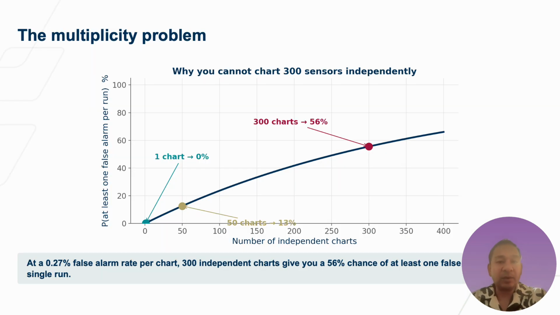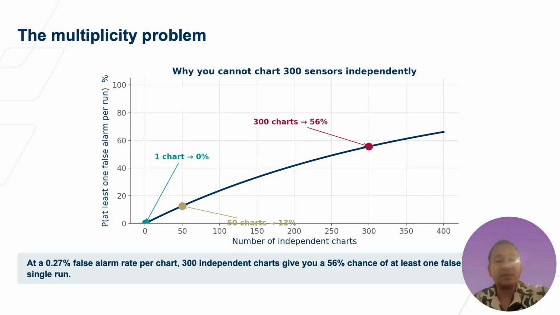The multiplicity problem quantified. Each chart has a 0.27% false alarm rate. That is fine on its own, 1 alarm per 370 points as we established in lecture 1. One chart, essentially never. 50 charts, 13% chance of at least one false alarm on any given run. 330 charts, 56%. More than half of all runs will produce at least one false alarm on a process where nothing is wrong. You cannot operate like that.